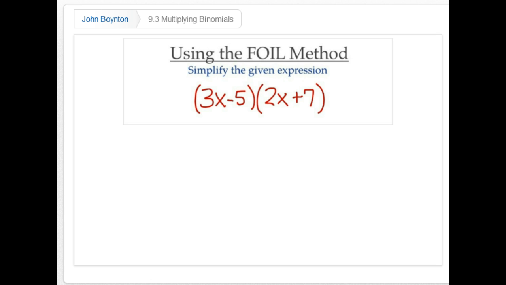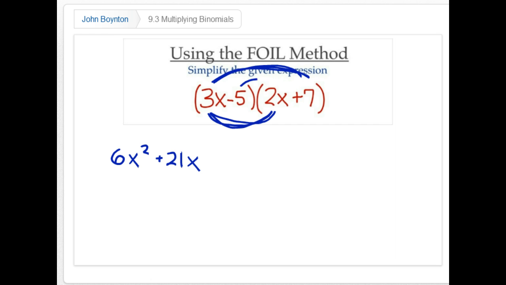So basically what FOIL stands for is first, outside, inside, last. So what that means is F stands for multiply the first terms together. So it would be 3x times 2x. 3 times 2 is 6. X times x makes x squared. Then we do our outside terms. That would be these two terms. So that's 3x times positive 7, which makes positive 21x.